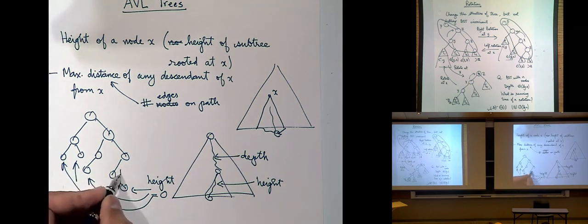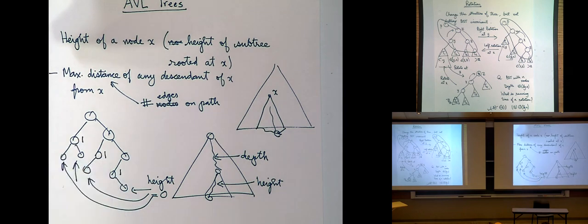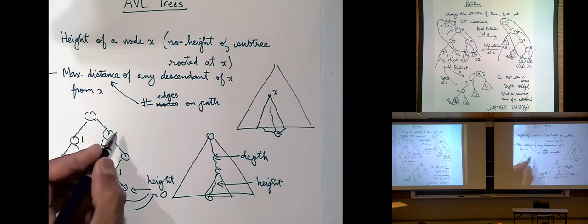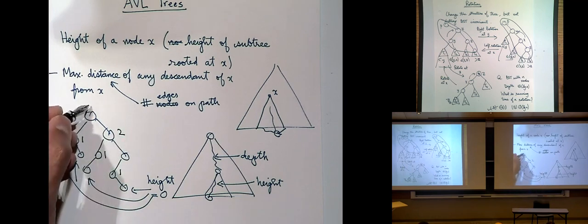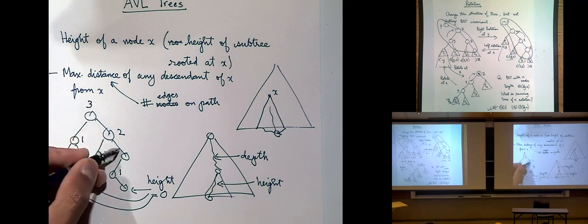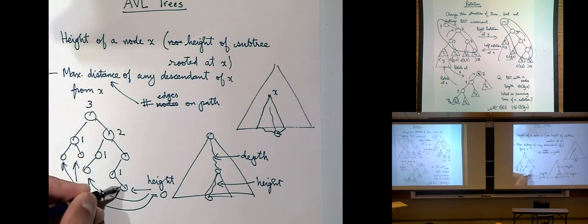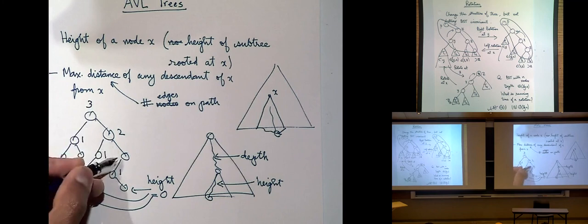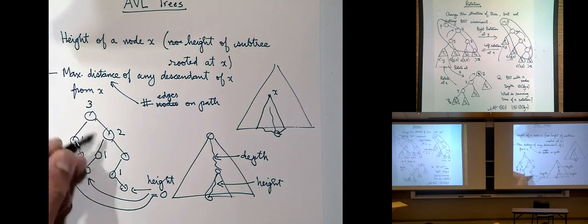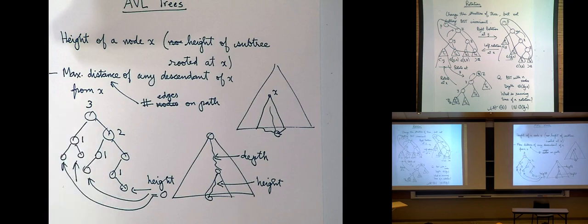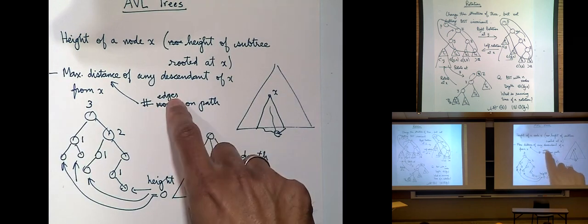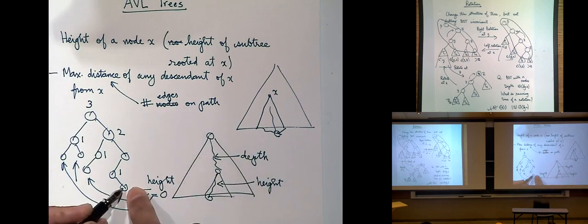The height of these nodes is 1. The height of these nodes is 2. And the height of the root is 3, because if you look at the furthest leaf away, there's this path of 3 edges from this leaf to there, and therefore it's 3. The depth would be the distance from the root. I'm measuring height, distance in terms of number of edges, right? So it's 1, 2, 3.